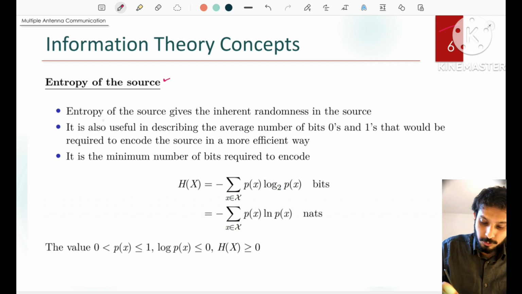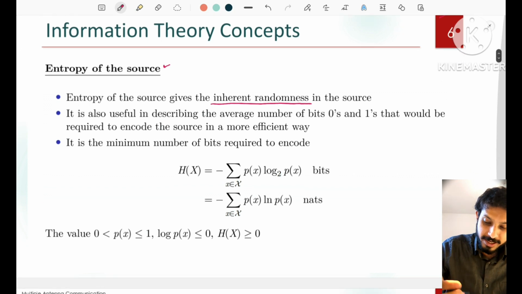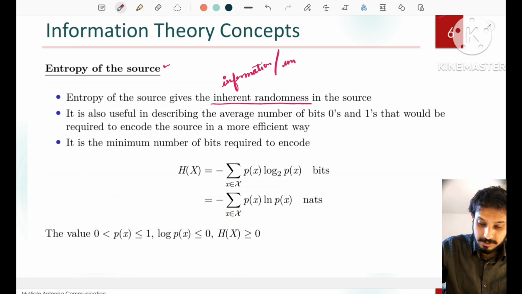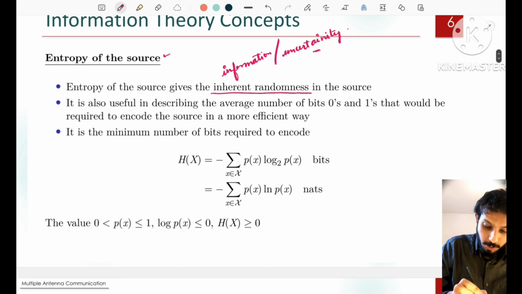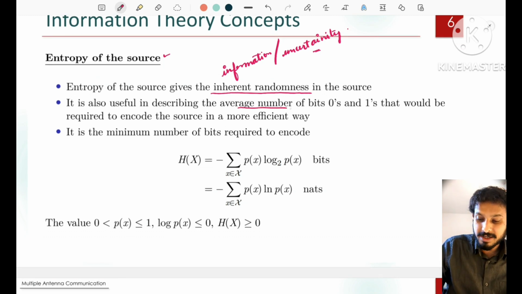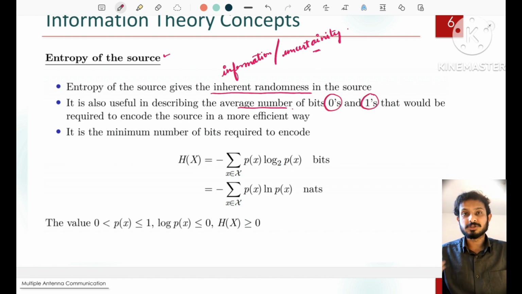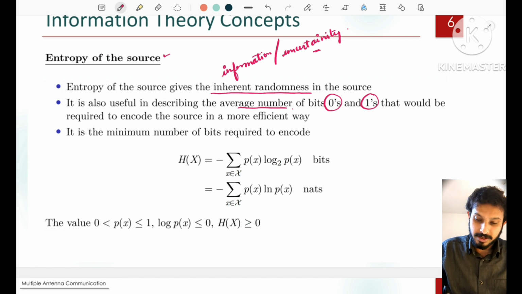Now, entropy of the source gives us the inherent randomness in the source, or we can say it is the measure of information or uncertainty. And this entropy is also useful in describing the average number of bits, zeros and ones, that would be required to encode the source in a more efficient way.